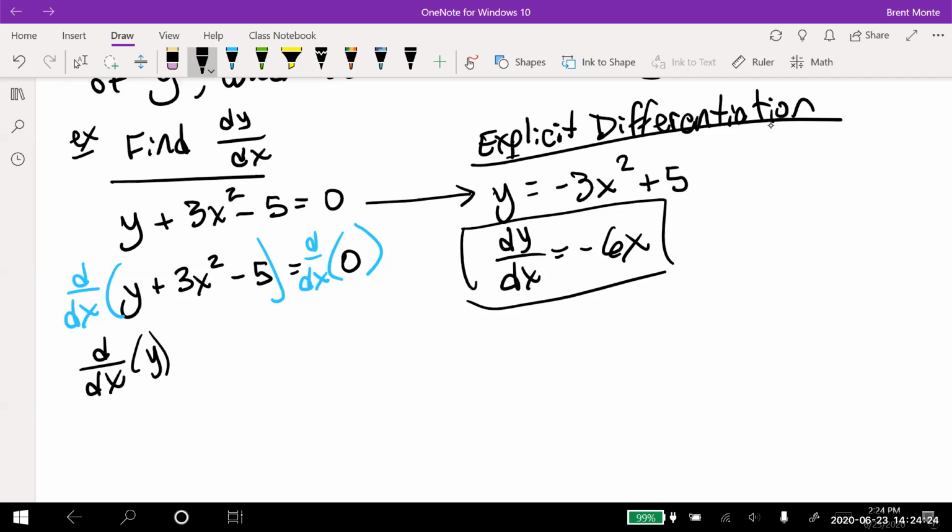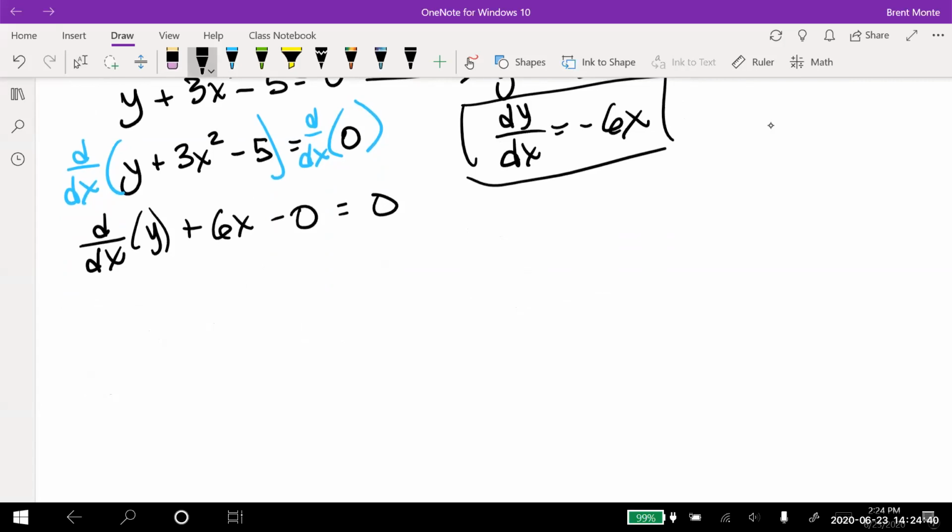Then I'm going to take the derivative of 3x squared. Well, I know that's 6x. And then the derivative of 5. Well, that's just 0. And then the derivative of 0 is also 0. But the derivative with respect to x of y, that by definition is dy dx. And so now I've got dy dx plus 6x equals 0.